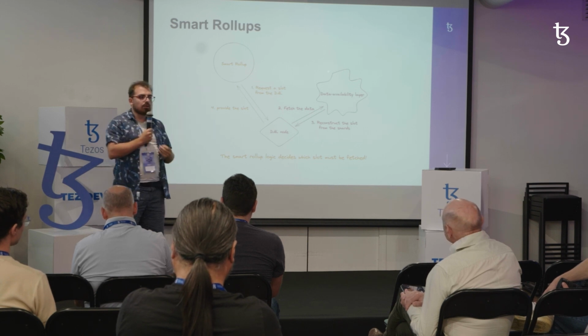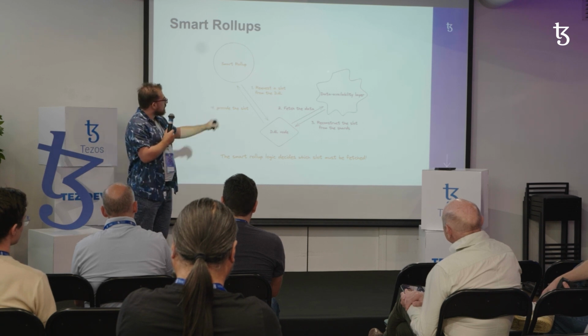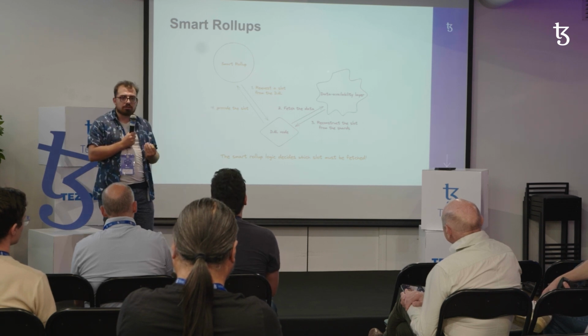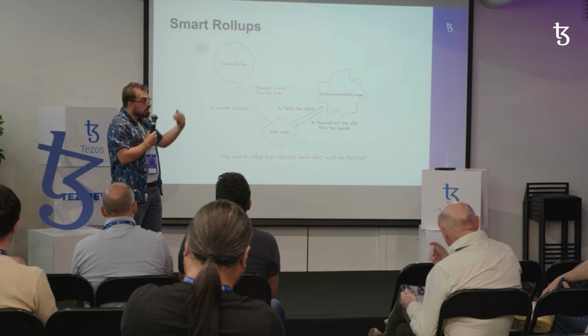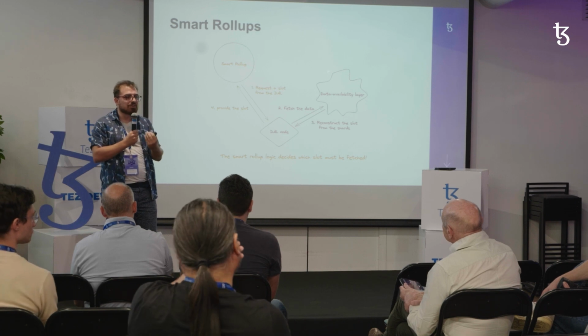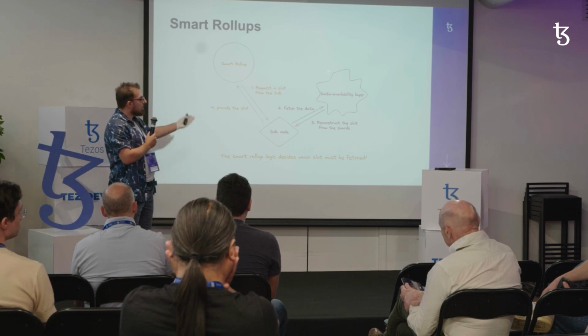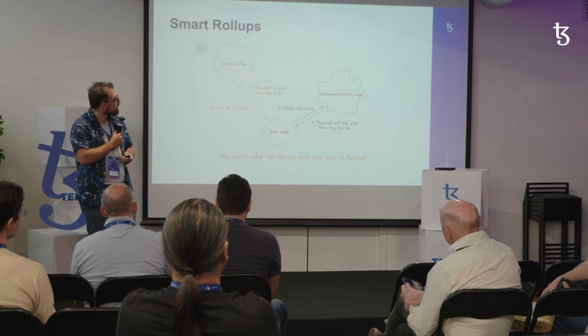First, the smart rollup requests some data, so it needs to identify the data. The DAL node will fetch the data from the data availability layer. Then you need to reconstruct the data, because what you get are shards, and so from the shards you need to reconstruct the original piece of data. And then you can provide it to the smart rollup.